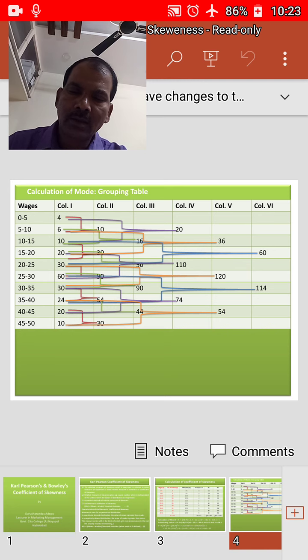And in order to get the fourth column, we should add in 3 threes, that is 4 plus 6 is 10, 10 plus 10 is 20, 20 plus 30 is 50, 50 plus 60 is 110, 30 plus 24 is 54, 54 plus 20 is 74. These are the fourth column values.